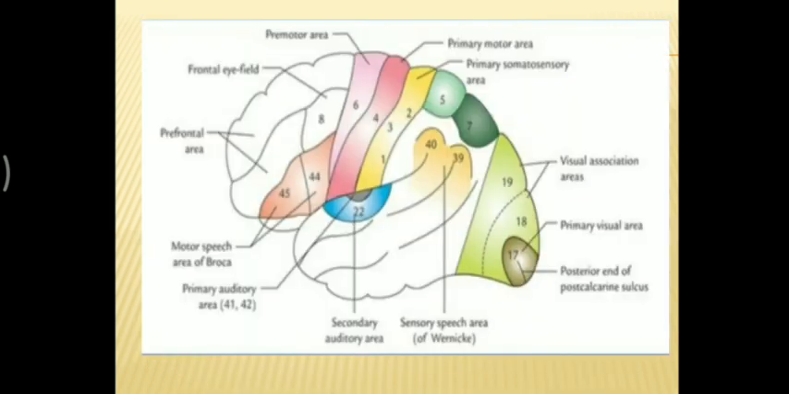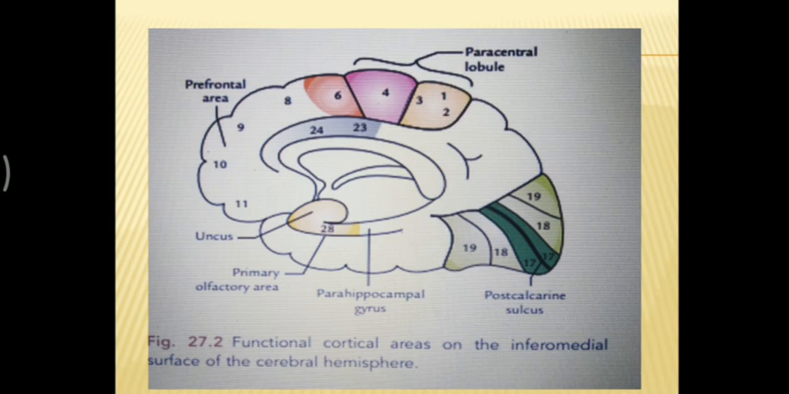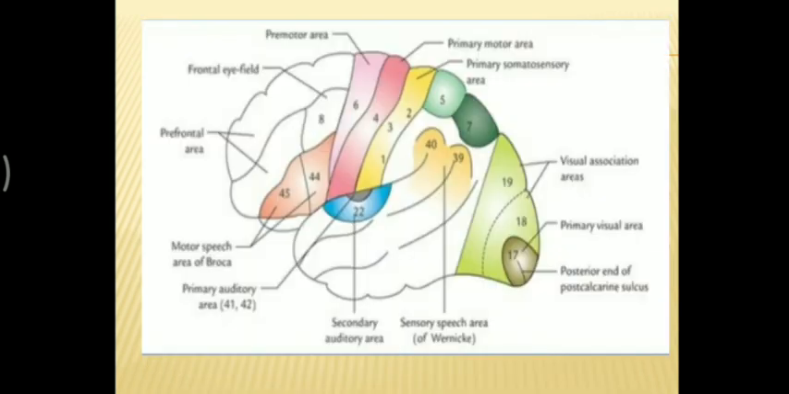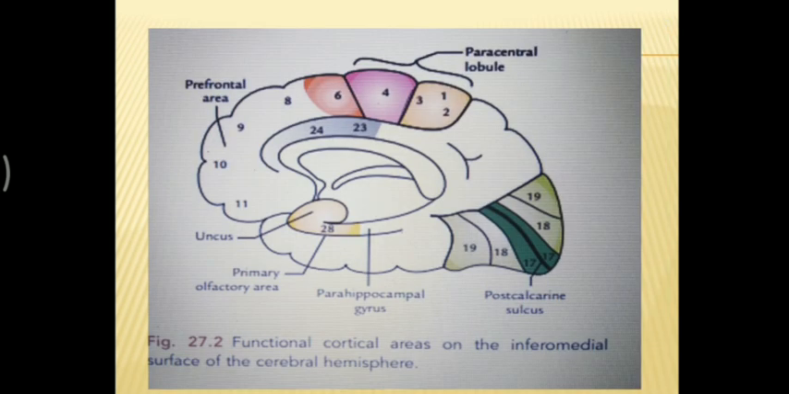And the functional areas in the temporal lobe are the primary auditory area 41 and 42, and the secondary auditory area. So the primary auditory area is 41 and 42, and the secondary auditory area is area number 22. And then the functional areas in the occipital lobe are the primary visual area and the secondary visual area. The primary visual area is 17 and the secondary visual area is 18 and 19.